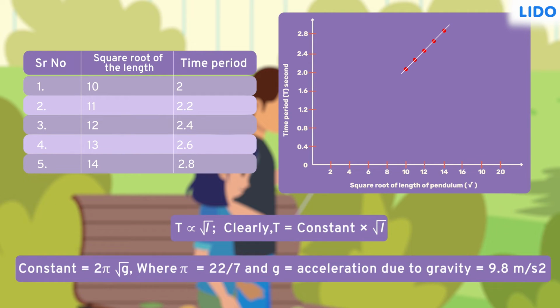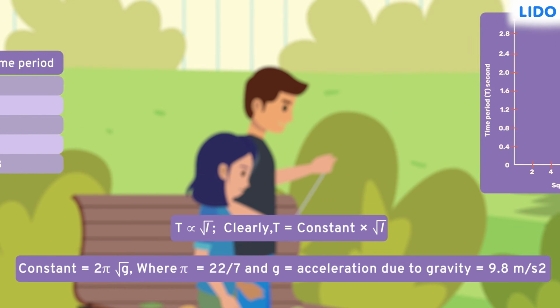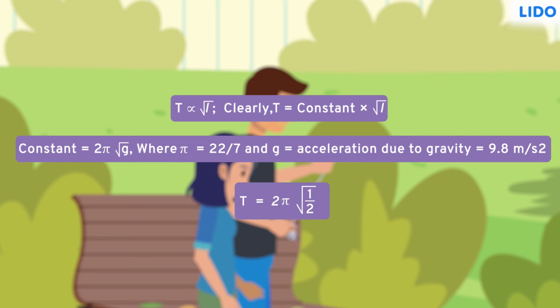This constant is found to be 2π divided by the square root of g. Here, π is equal to 22 upon 7 and g is equal to acceleration due to gravity. The value of g is equal to 9.8 meters per second square. By substituting the right values in the formula, the time period of the pendulum for any length can be calculated. And the time period is proportional to the square root of the length of the pendulum.